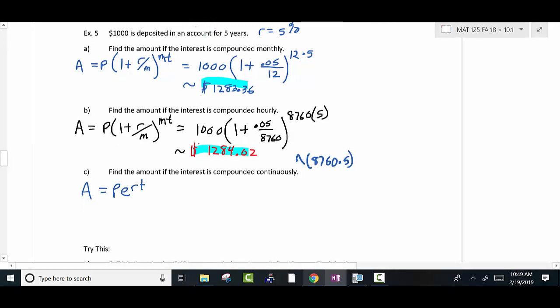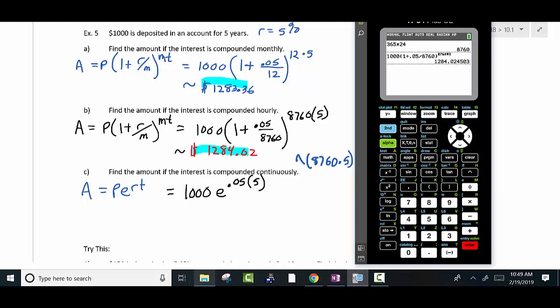So when you do this, you're going to plug in the principal, which is 1,000. You have E. I'll show you where E is on your calculator. The interest rate, again, is 0.05, so we'll put a 0.05 there. And then the time is 5 years. So you go like this. Now let me show you on your calculator if you're not familiar with this. You'll see in the last column, you'll see pi, then you'll see E.